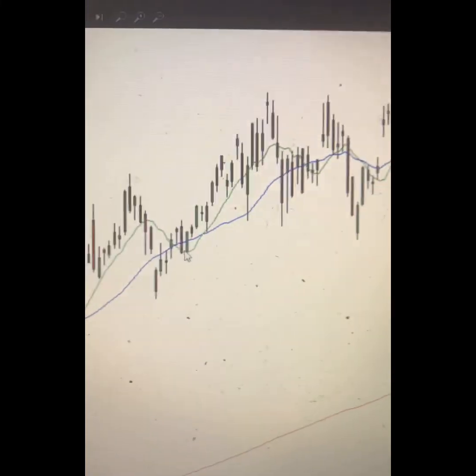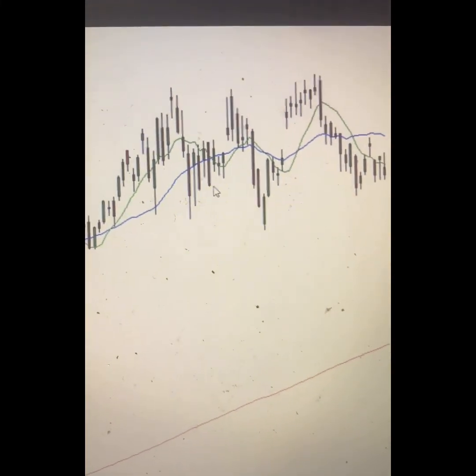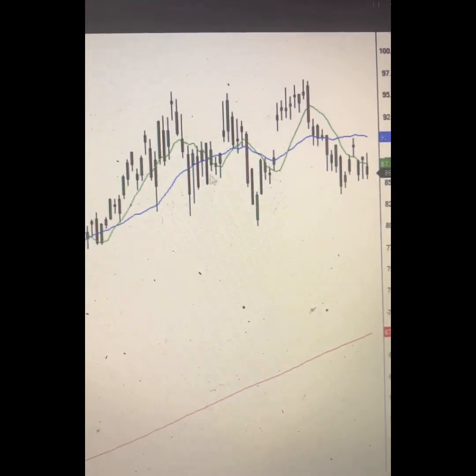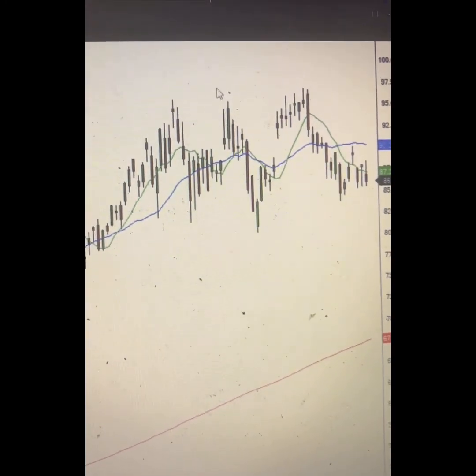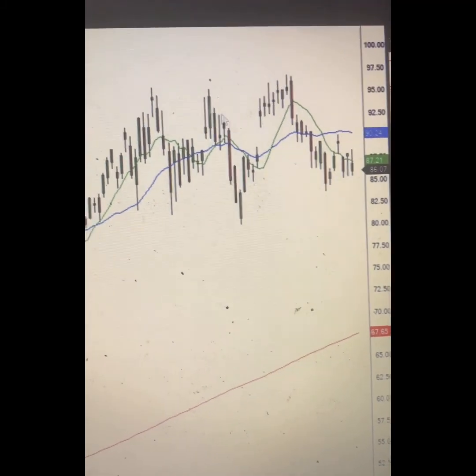So here we go. Basically, areas of support and resistance are areas where the buyers are looking to buy and the sellers are looking to sell. Okay, so how does this apply to the cryptocurrency space? Well, allow me to explain. Let's go down here. All right.